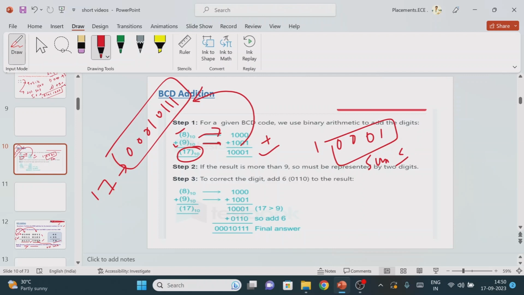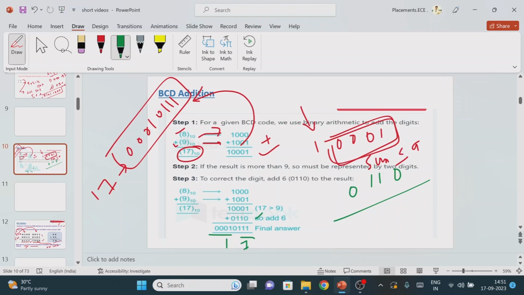The condition is perfectly okay. But here, if a carry is generated, as per the BCD addition, what is the procedure? For the resultant sum, we need to add 0 1 1 0 in order to skip those unused states. So after performing this addition of 0 1 1 0, what is the answer we got? 17, right? So this is the final answer.